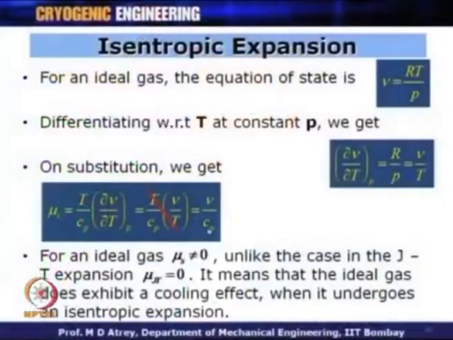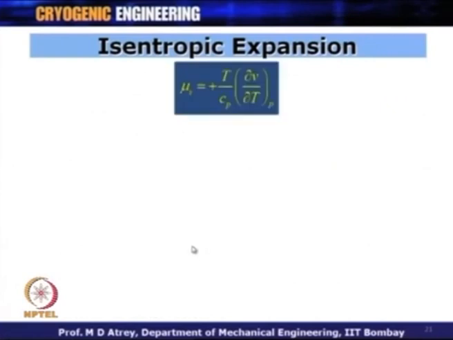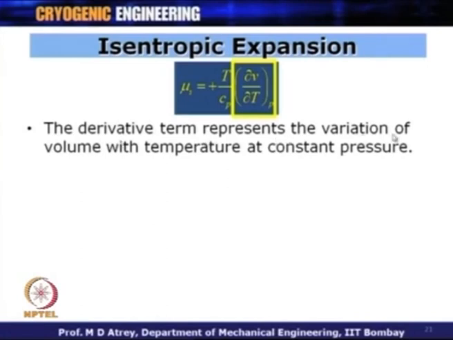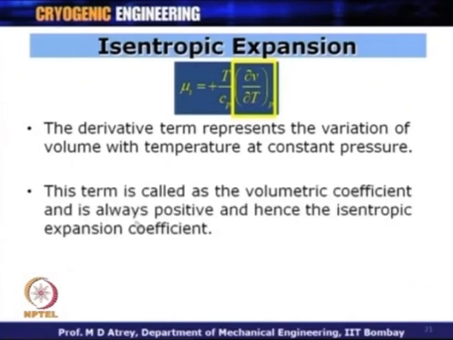So, here mu S is equal to this particular quantity. The derivative term represents the variation of volume with temperature. Del V by del T is nothing but how volume changes with temperature at constant pressure. This term is called the volumetric coefficient and is always positive, and hence the isentropic expansion coefficient will always be positive in this case. Whatever happens, mu S is going to be always positive because the volumetric coefficient is always positive. It is clear that isentropic expansion results in cooling irrespective of its initial state, unlike JT expansion, because this term is always going to be positive in this case.